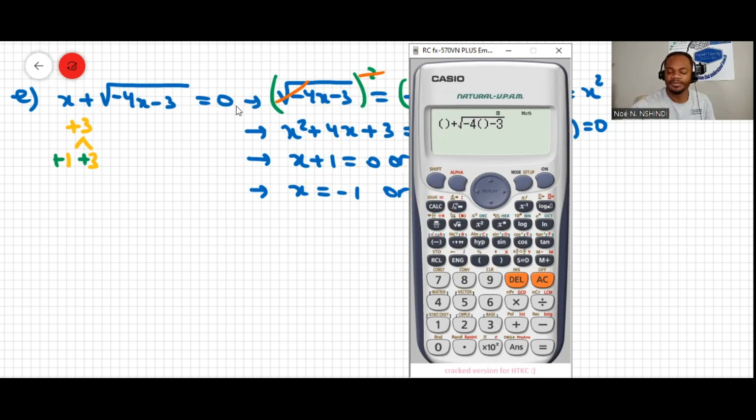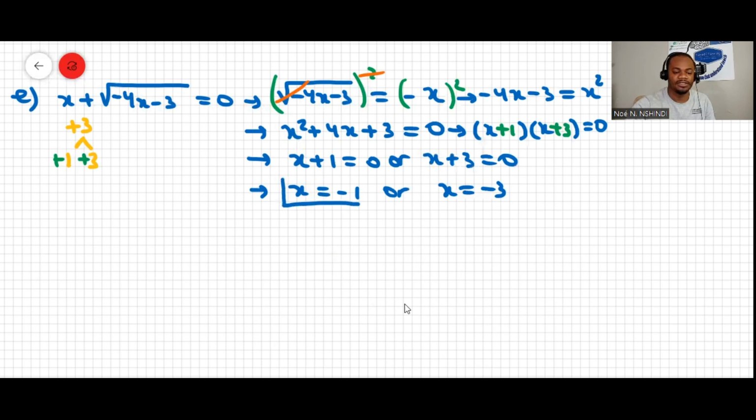Now let's see if x has a value of negative 1. Sub negative 1 there for x, negative 1, and hit equal. Yes, it is equal to 0. So this means negative 1 is a solution.